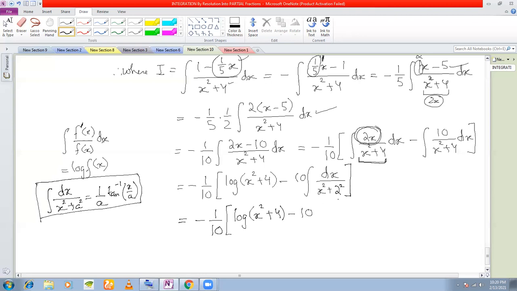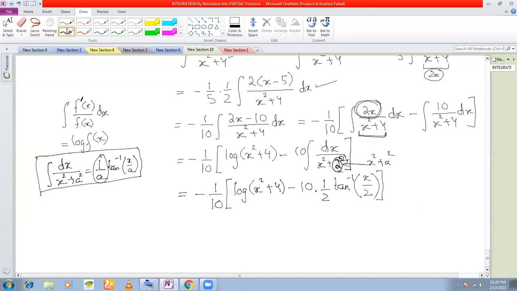minus 10. Now what is a here? a here is 2. So this is 1 by a, right? That means 1 by 2 tan inverse x by a, where a is 2. Compare this with x square plus a square: this part is only a.